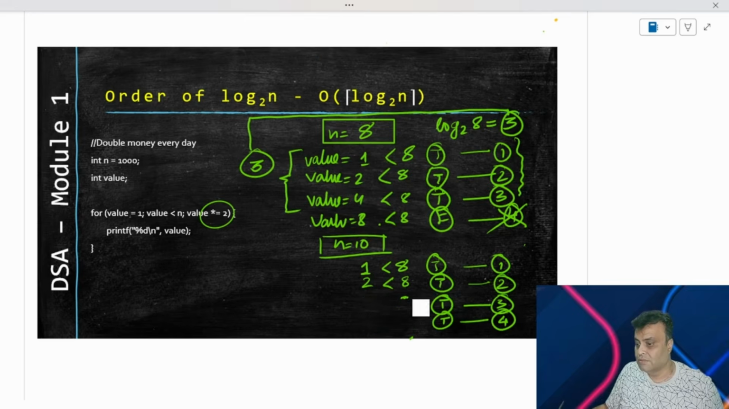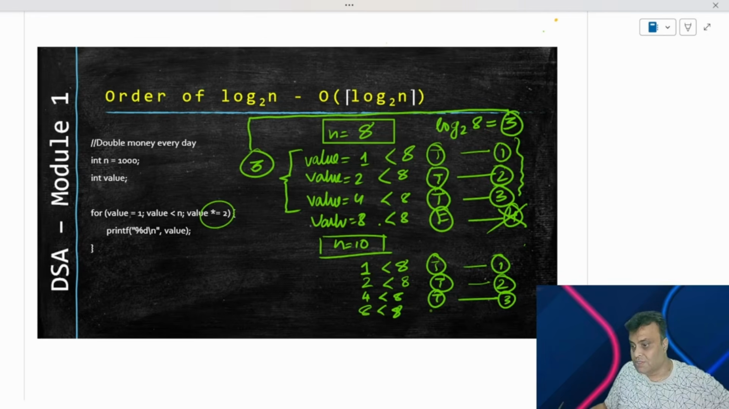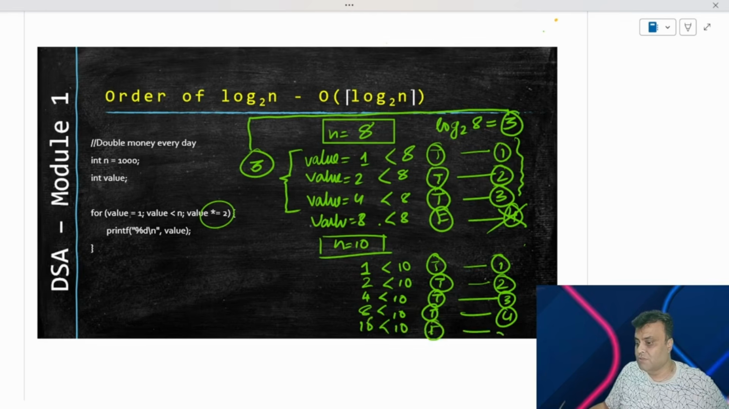Here I did 3 less than 8. It should not be there. So we should say 4 less than 8. This is true. It's the third time that it runs. And in fact all of this was with n equal to 10, so my bad again. I should have put 10 here. So this will also be true, and this will be the fourth time. Then 8 will become 16, and 16 less than 10 is false, and this will not execute.